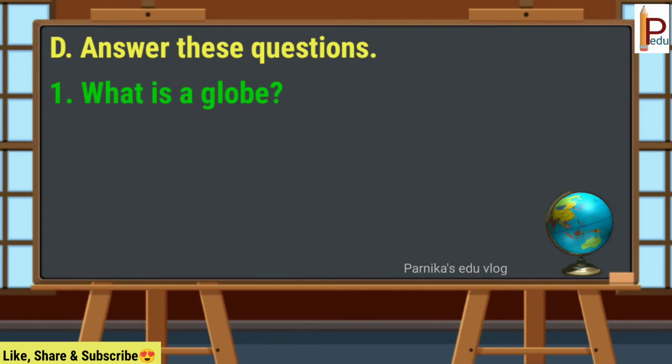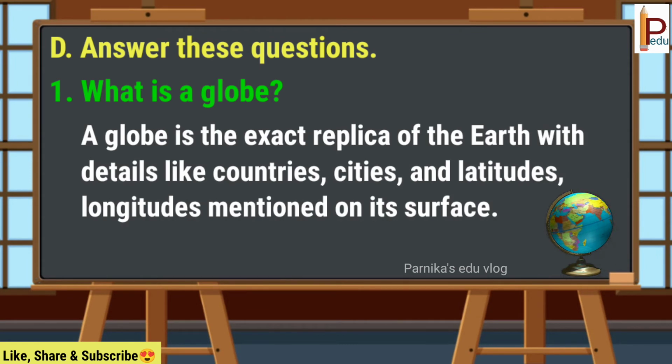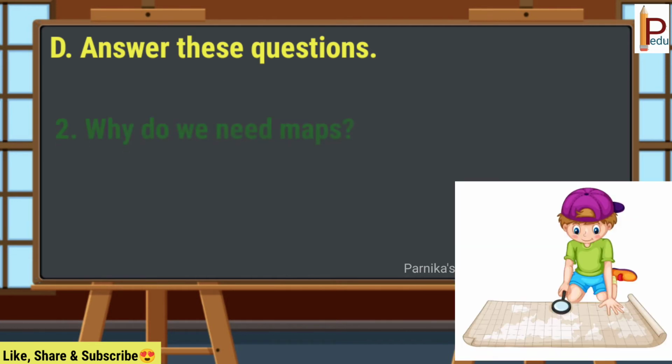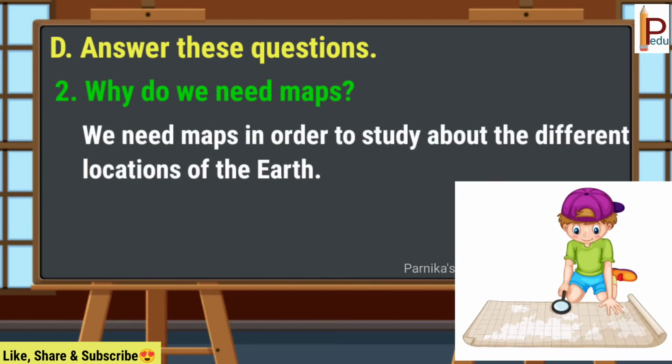First one, what is a globe? Answer, a globe is the exact replica of the earth with the details like countries, cities and latitudes and longitudes mentioned on its surface. Second one, why do we need maps? Answer, we need maps in order to study about the different locations of the earth.